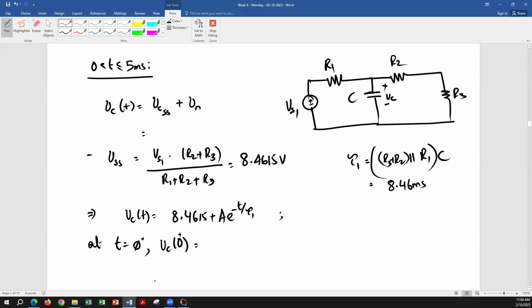All right, guys. To find the value of A, we use the initial value of the capacitor voltage. What is the initial value of the capacitor voltage? 0. Exactly. We discussed that. It was resting. It's 0. Which means this equation is going to give you 8.4615 plus A, and A will be equal to negative 8.46.